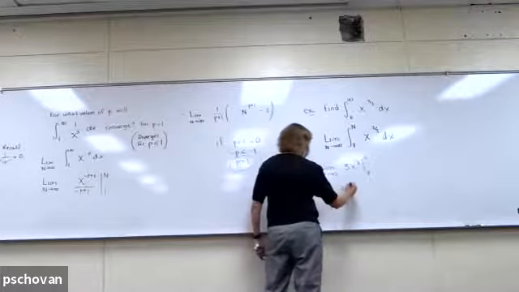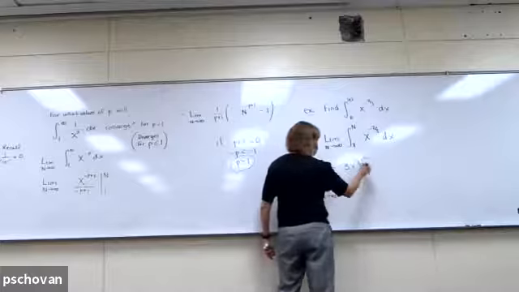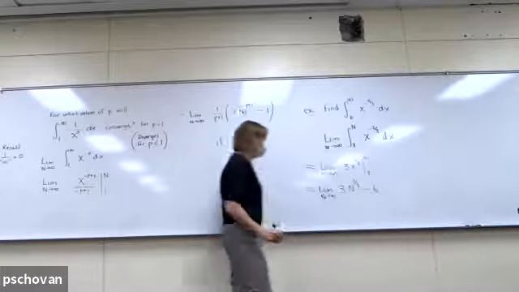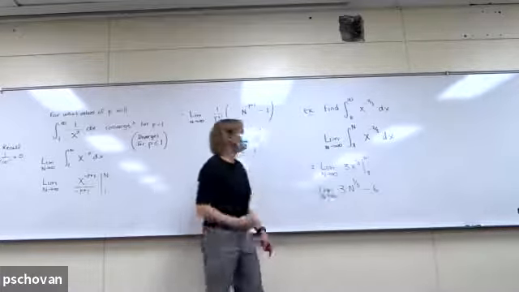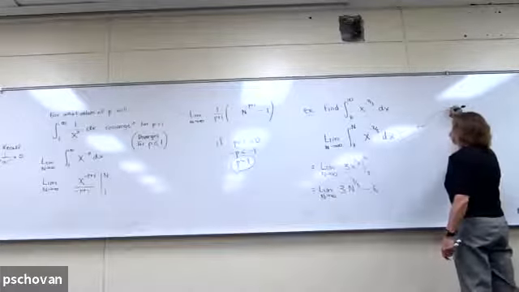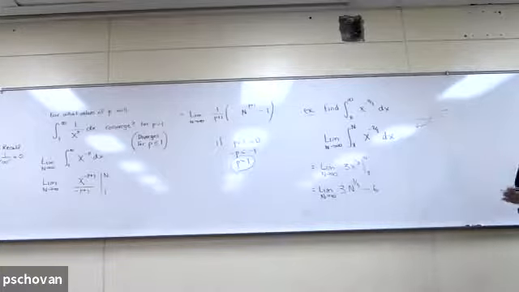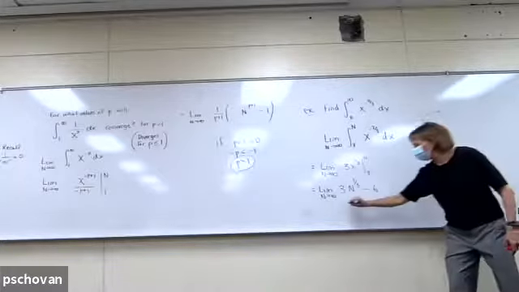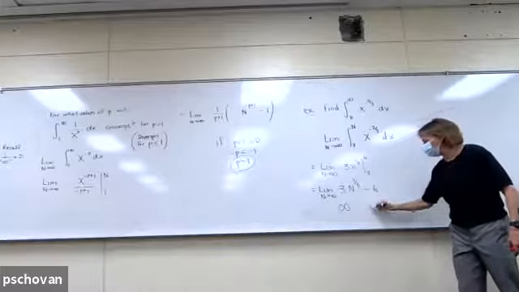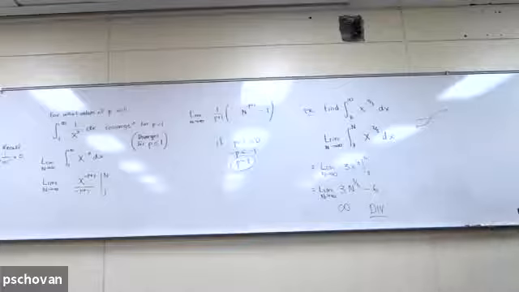So I have 3 times the cube root of n. Cube root of 8 is 2, so minus 6. But n to the 1/3 is growing, right? N to the 1/3 looks something like this. It's a growing function as n goes to infinity. So this is infinite, and it diverges. Okay?